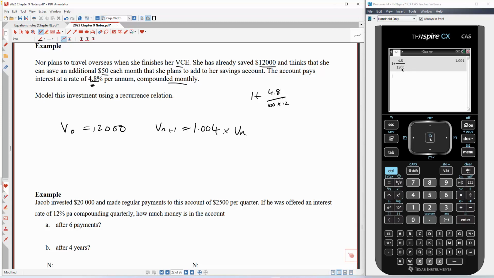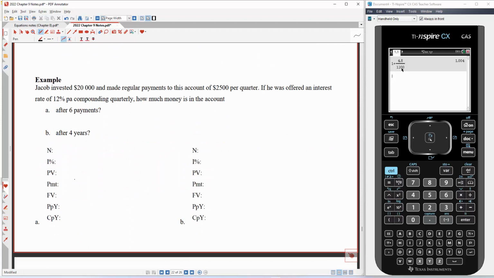This is times the previous value, so it's the interest, which is the 0.004 part. The 1 is whatever it was originally, and we're going to add $50 each month, so it's plus 50. We're not removing it from the account, we're adding it on top of the interest it's given us. So that's the recurrence relation.